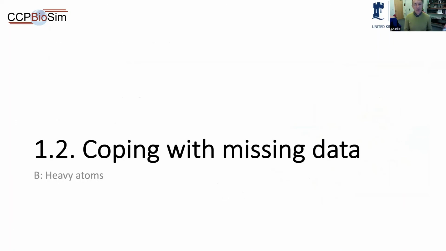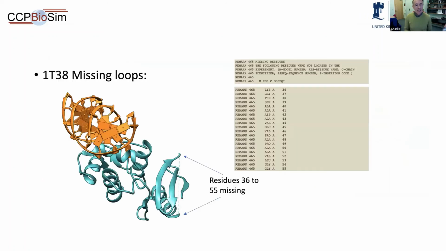So yes, as I said, there's a little bit more I want to say before we move forward about coping with missing data. Obviously, coping with missing hydrogens is one thing, but in some cases it can be more significant than that. Let's go back to that 1T38 rogue structure we were talking about at the beginning of the session, this protein DNA complex with that rather dodgy arginine finger. If you just open the PDB structure in a browser, you'll discover that a whole loop between residues 36 and 55 is missing entirely.